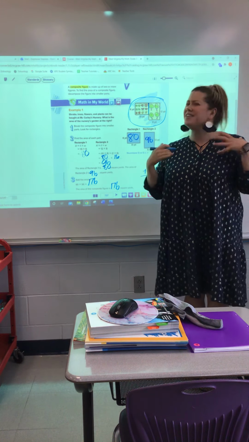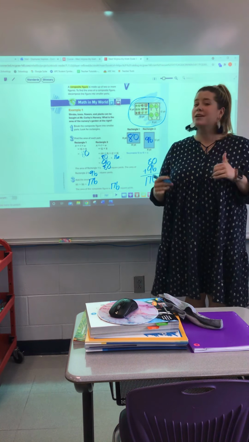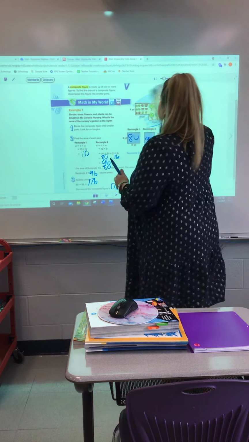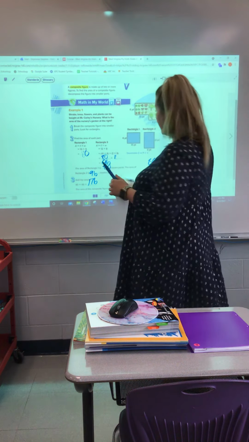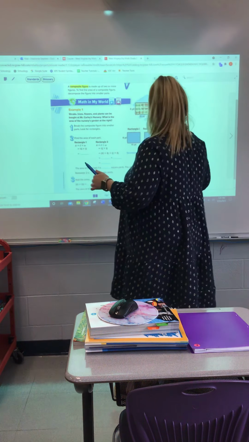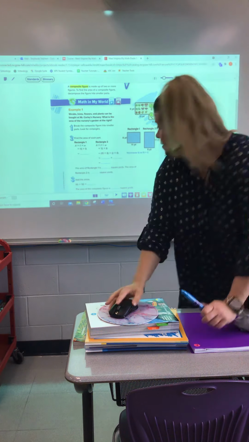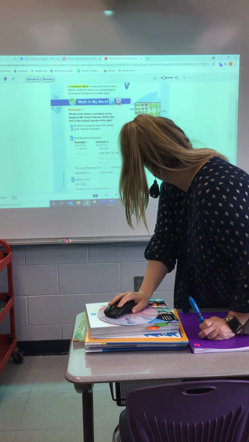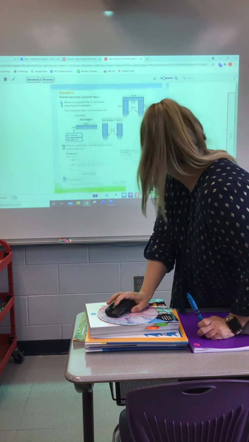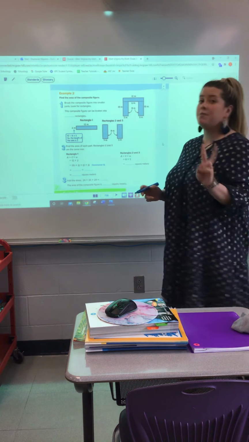Okay? I know that's a little bit tricky, and composite figures can be very confusing, but we're going to keep working on them. All right, so let's erase this page and go ahead and turn to the next page in your workbook. There we go. Okay, now let's look at example 2.